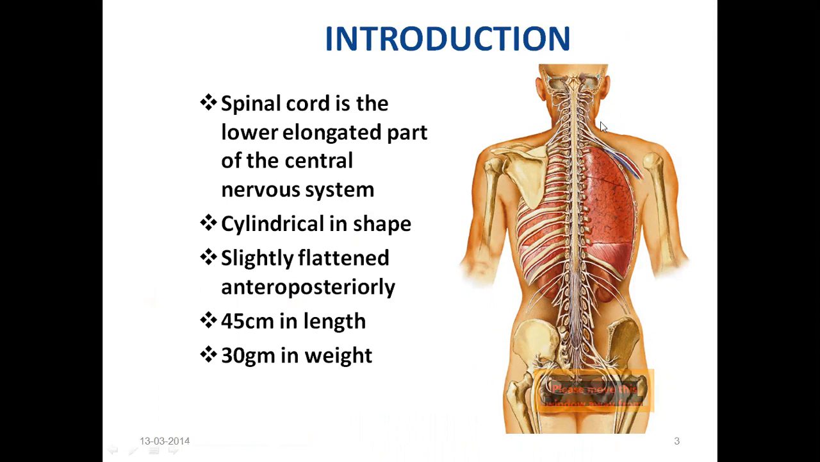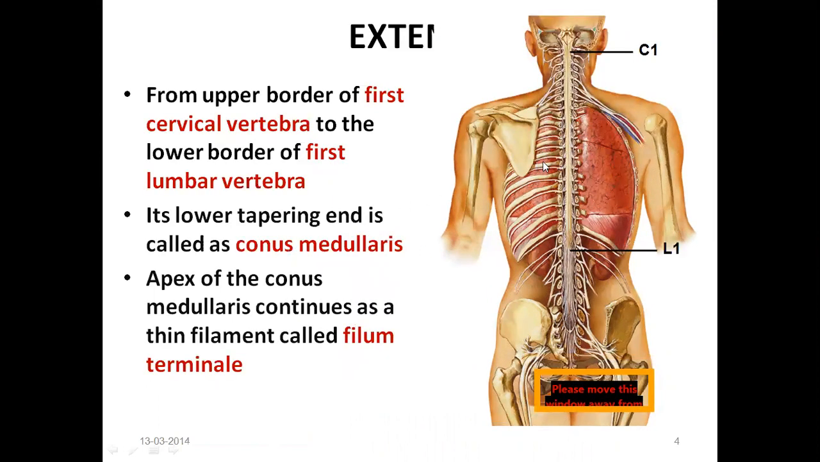The spinal cord is the lower elongated part of the central nervous system, which is cylindrical in shape. It is slightly flattened anteroposteriorly. The length of the spinal cord is 45 centimeters and the weight is 30 grams. Now, the extent: it extends from the first cervical vertebra to the lower border of the first lumbar vertebra. The lower tapering part is the conus medullaris. The apex of the conus medullaris continues as the filum terminale.